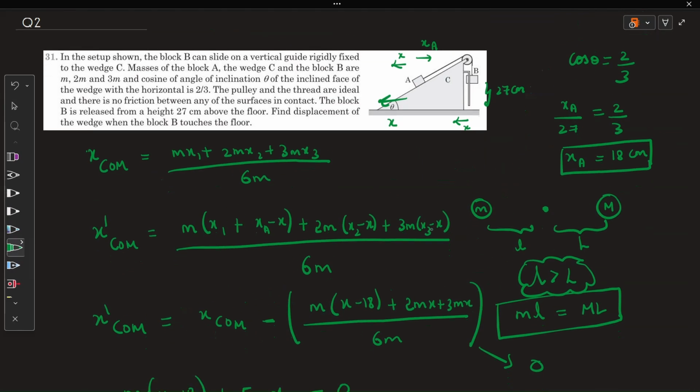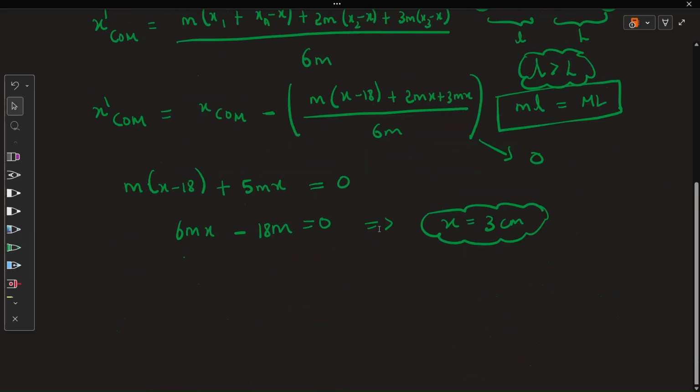So the main concept here is simply the conservation of the center of mass coordinates. But the thing is, XA is greater than X is the main important logic you have to encounter. Let me give a tip. Try solving by considering X is greater than XA, and you will figure out why I'm not using that assumption.